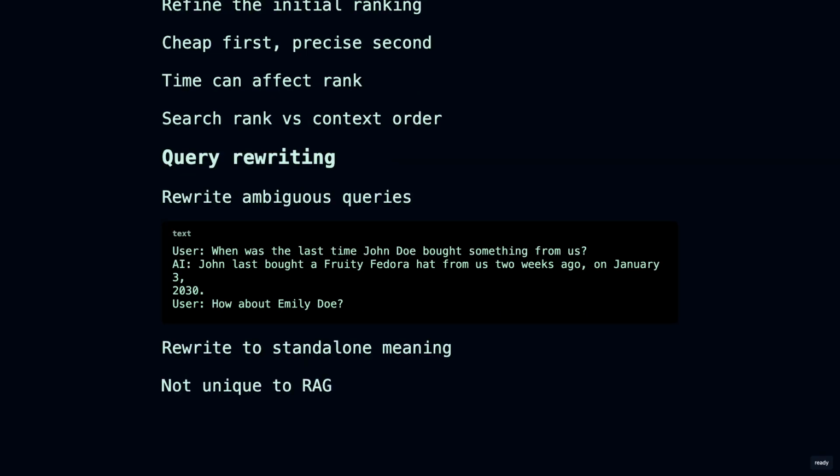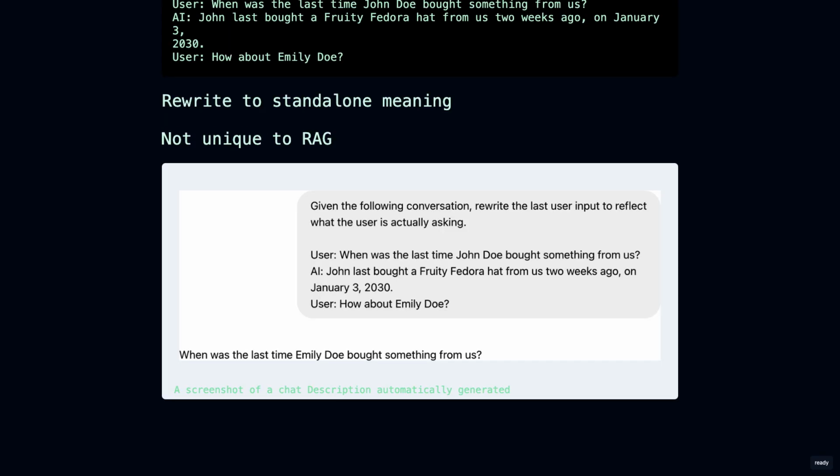This is not specific to retrieval-augmented generation. Search engines do it with heuristics, and AI systems can do it with another model prompted to restate the user's intent. Notice how the rewritten query makes the user's intent explicit. The key idea is that the rewritten form can now be searched or embedded on its own without relying on the earlier turns.